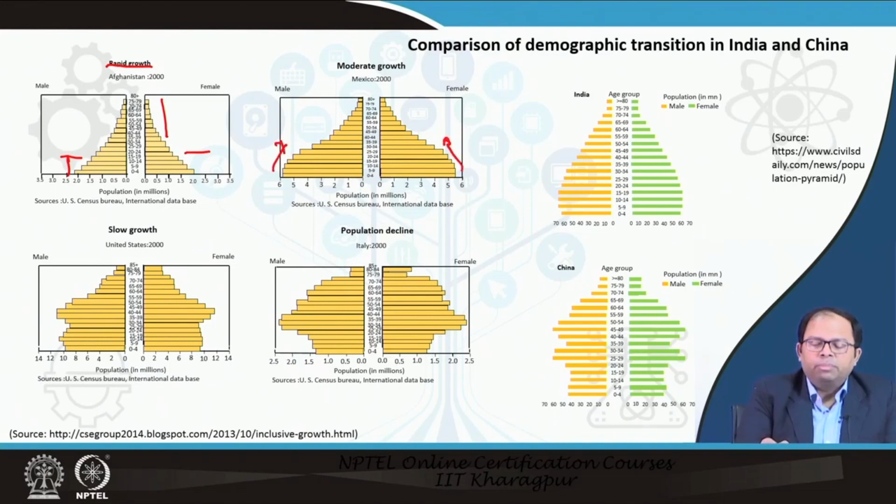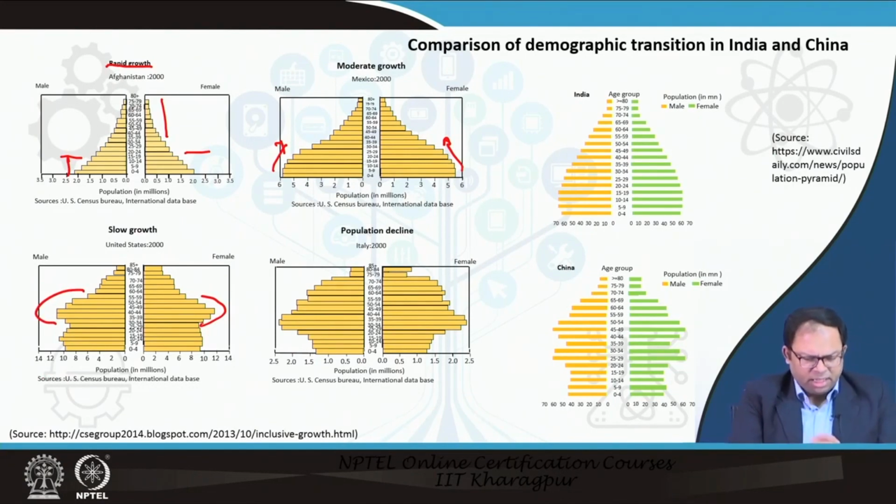So there are more people in the younger age groups, like around 20 to 24 and 15 to 19. Then comes the period of slow growth, which means we have a bulge in the middle-age population for both male and female. So this is the United States in the year 2000.